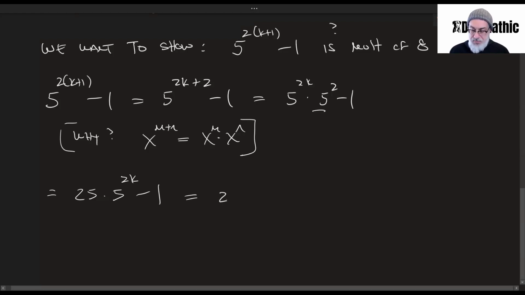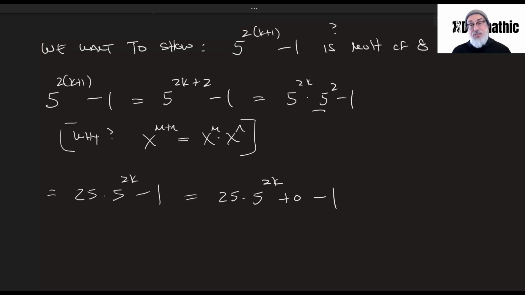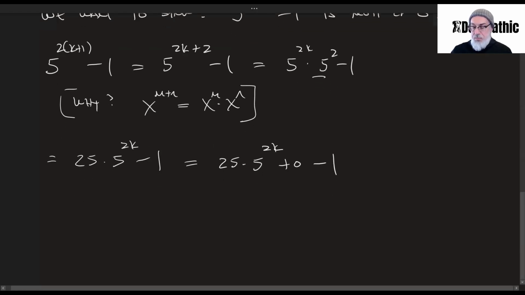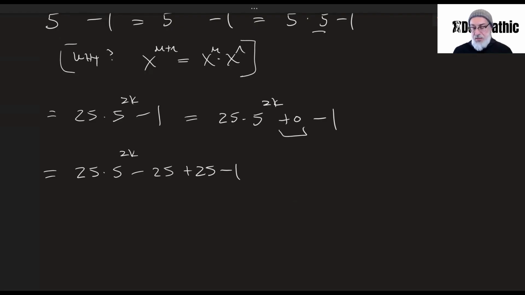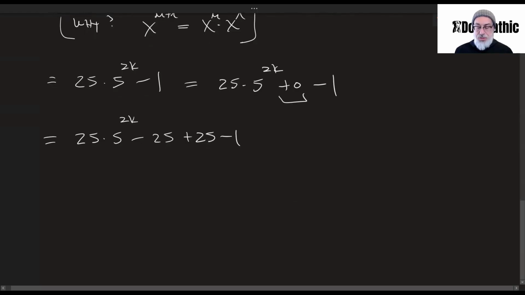So the trick is this. I can add 0 here, right? It leaves it unchanged. 25 times 5 raised to 2k plus 0 minus 1 is the same as 25 times 5 to the 2k minus 1. But let's be clever here. I'm going to write 0 strategically as minus 25 plus 25. So this 0 here is negative 25 plus 25. Now, why would I do that? I just made it a much more complicated looking expression.